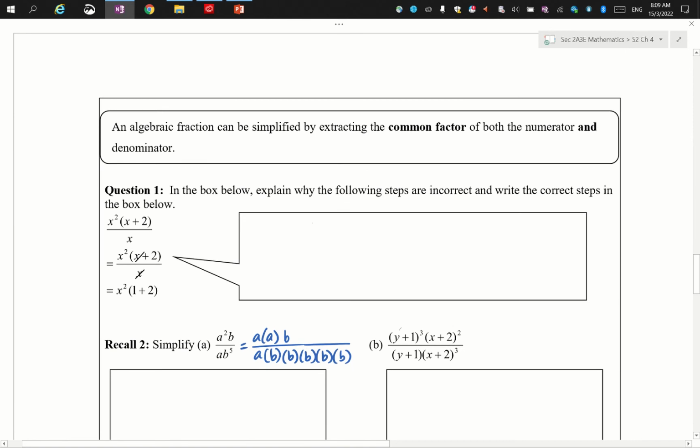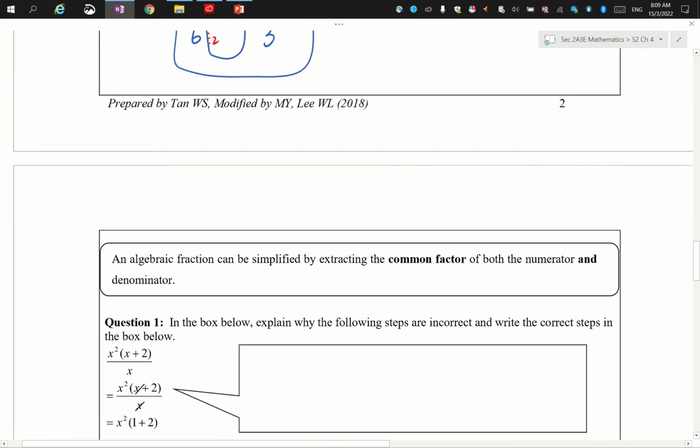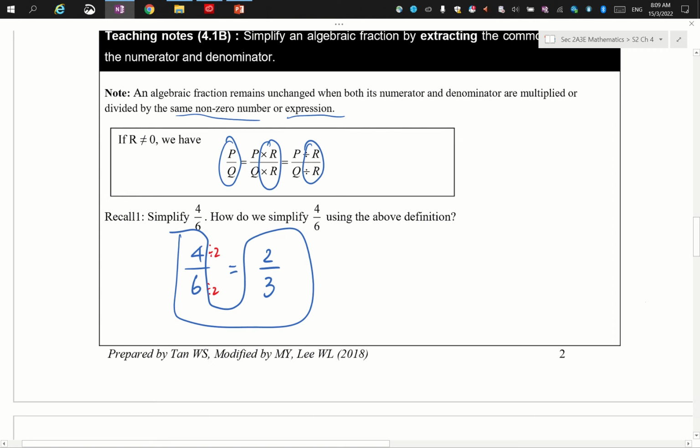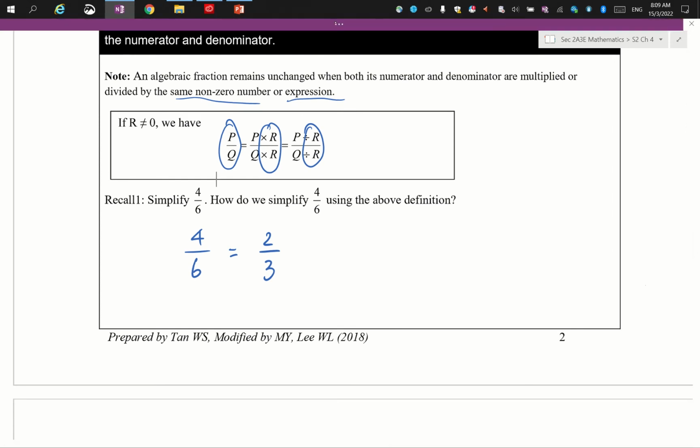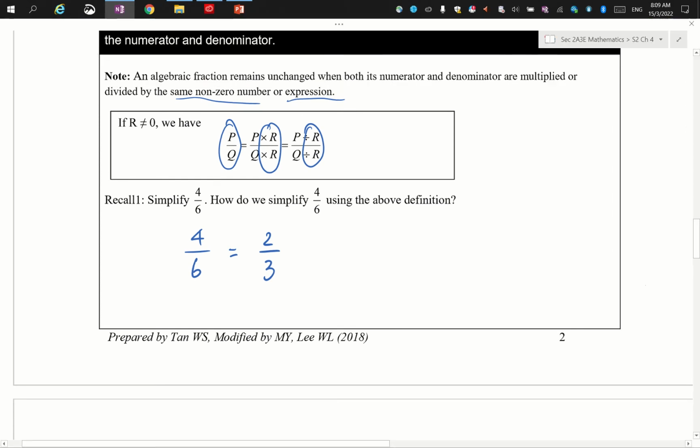So this same idea can be applied to our algebraic fraction. Now, the equivalence over here, what we tend to do is to just cancel. We say we are dividing by 2. So we're left with 2 and we're left with 3. This idea of cancelling only applies if there are common factors that we are dividing.